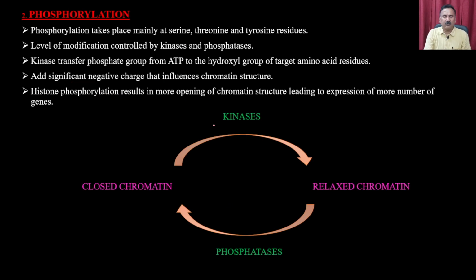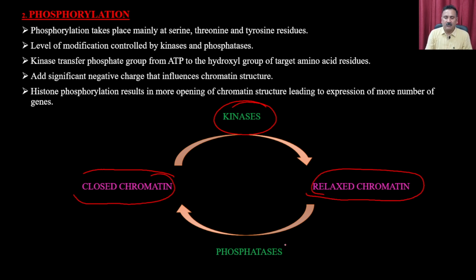Same is true for phosphorylation. So you have the kinase activity, which is going to convert the closed chromatin into the relaxed chromatin, and then you have the phosphatases which are going to remove the phosphorylations, and that's how it is going to reverse the events.